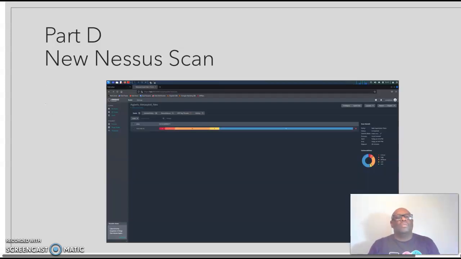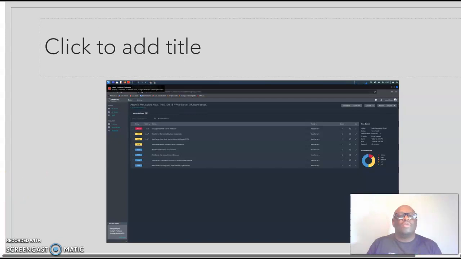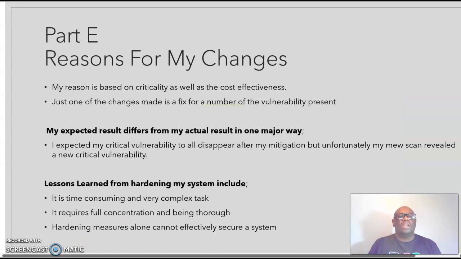Next slide, which is part D, is the Nexus scan after my mitigation has been done. This picture shows a summary of the vulnerabilities that existed after my mitigation. The next slide showed the detailed vulnerabilities that are available. So I'm going to part E now, which is talking about the reasons I made the changes that I made.